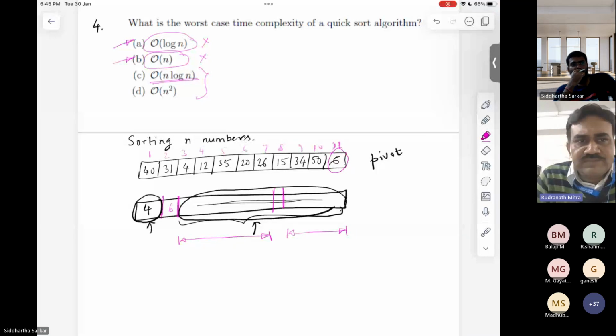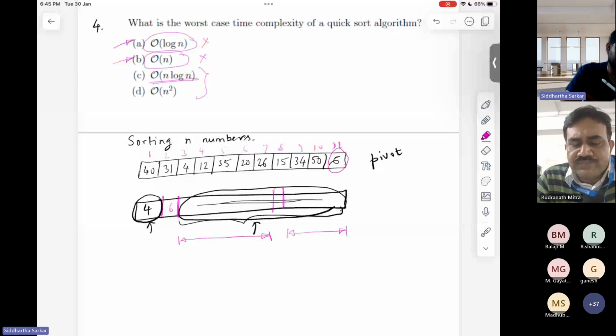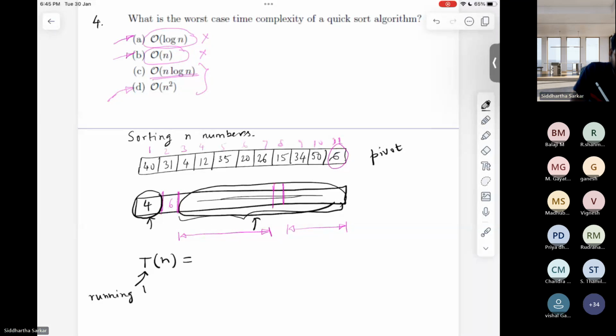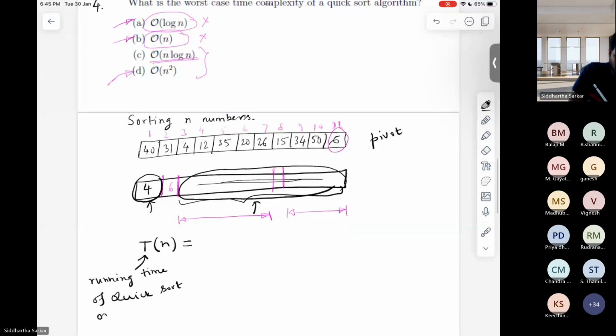Worst case, big O of n square. That's right, that is correct. So why is that? The easiest way to see that is to write the recurrence of running time. Do you know what the recurrence is? Let us say T(n) is the worst case running time of quicksort on input size n, or rather n numbers.